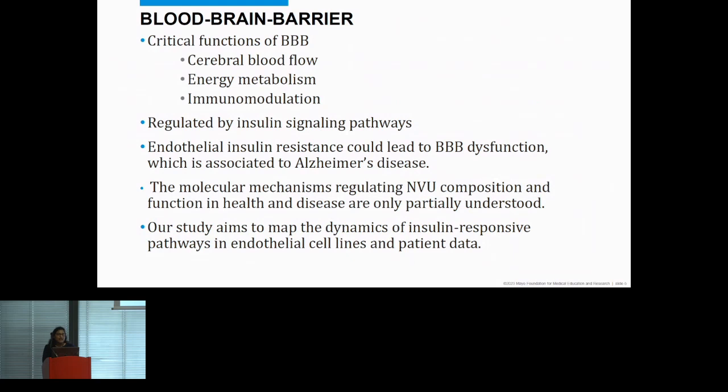A little bit of background about the blood-brain barrier. The critical function of the blood-brain barrier involves cerebral blood flow, energy metabolism, and immunomodulation. And these functions are regulated by these insulin signaling pathways primarily. The endothelial insulin resistance.